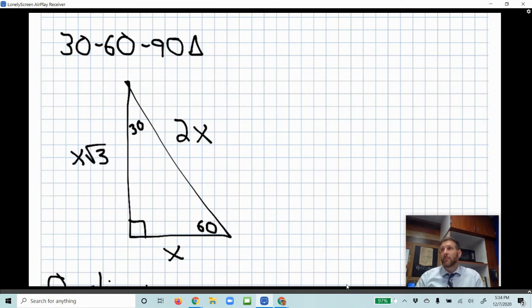And again, that might seem arbitrary, but just start to memorize it and apply it. You'll realize it's kind of a formula. And so again, knowing any one of these sides, you can calculate the other two.